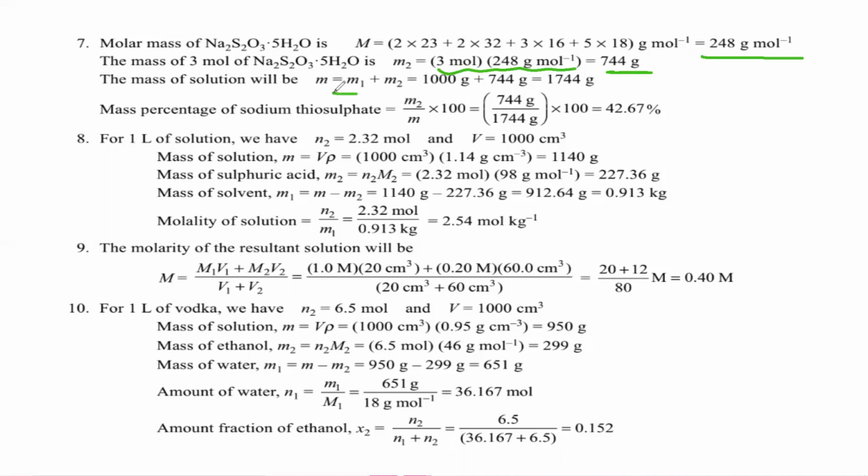Now the mass of solution will become m1 plus m2, that is 1000 plus 744, that is 1744. Now the mass percentage of sodium thiosulfate is m2 by m into 100, that is 744 by 1744 into 100, which is coming around 42.67%. In this way you can find the mass percentage of sodium thiosulfate.